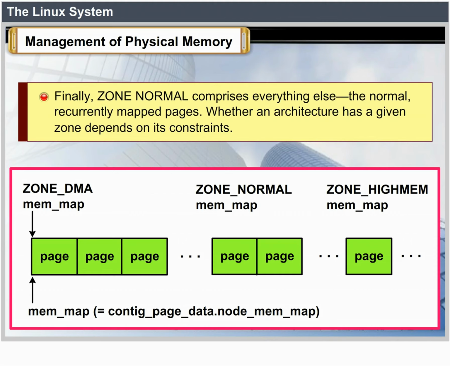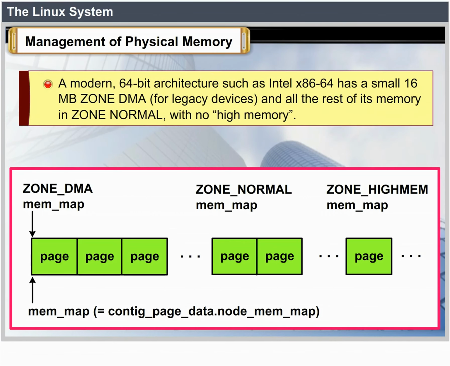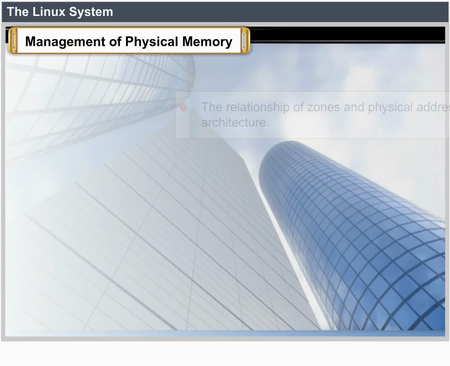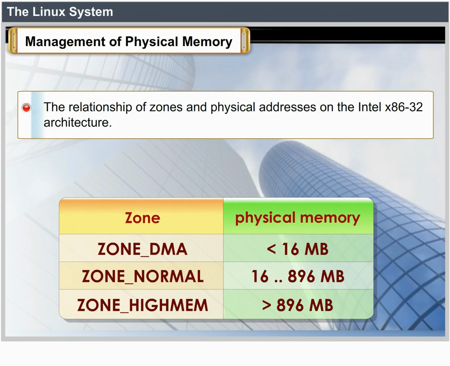Whether an architecture has a given zone depends on its constraints. A modern 64-bit architecture such as Intel x86-64 has a small 16 MB ZONE_DMA for legacy devices and all the rest of its memory in ZONE_NORMAL, with no high memory. The relationship of zones and physical addresses on the Intel x86-32 architecture is shown in the figure below.